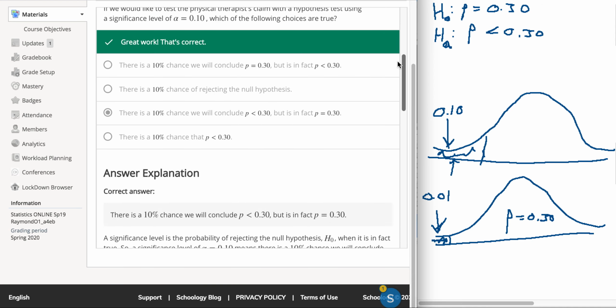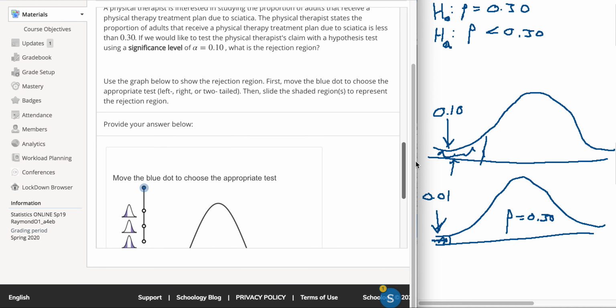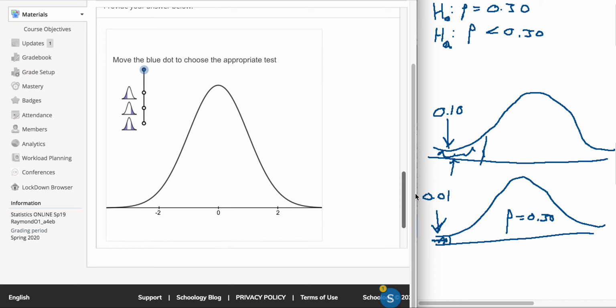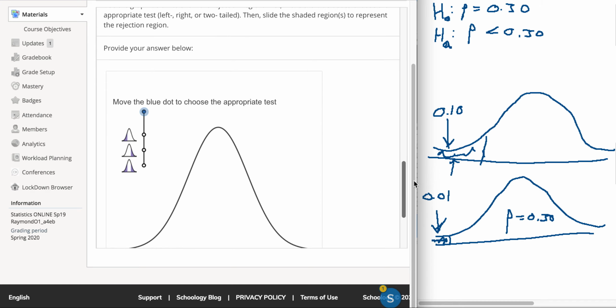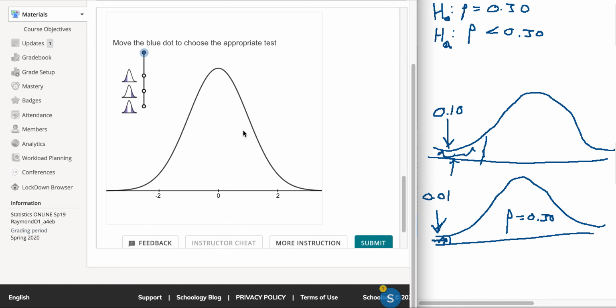I think this is the same thing, right? Yeah. What is the rejection region? Move the blue dots to choose the appropriate test. It's a left-tailed test. Okay. Oh, and then we got to move this too. 0.10.